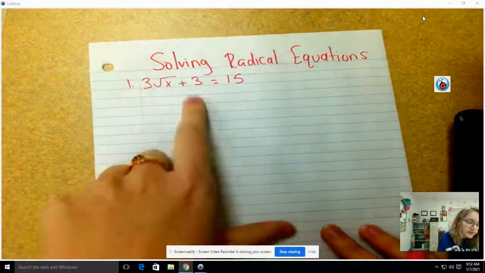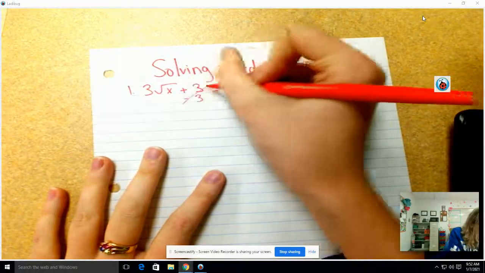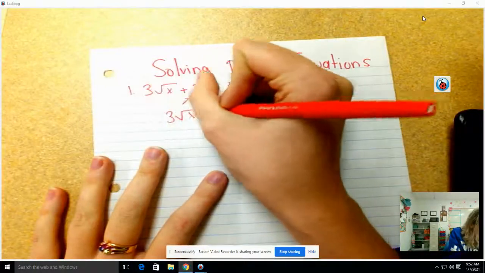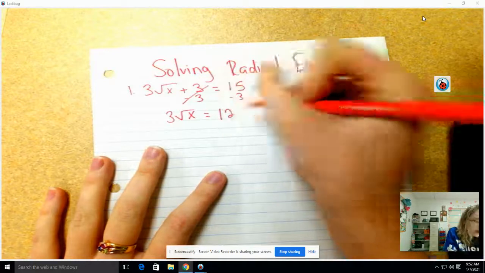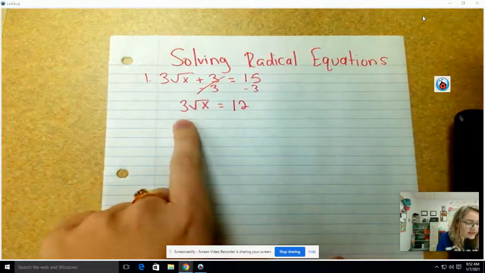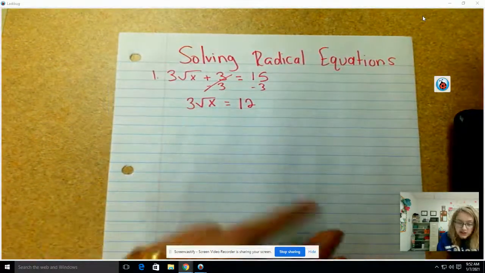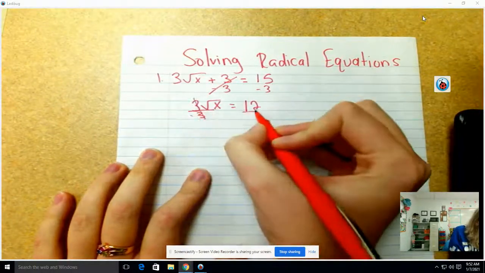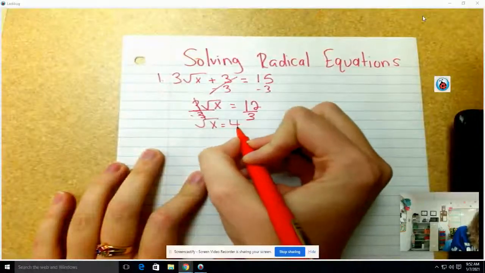So the first thing we're going to have to do is deal with this 3. So we're going to minus 3. What you do to one side, you have to do to the other. That's going to give us 3 radical x equals 12, since 15 minus 3 is 12. And then we want to deal with the x last, so we're going to have to deal with this 3. This 3 is being held on by multiplication to this radical, so the opposite of multiplication is division. And then we're going to have radical x equals 4.